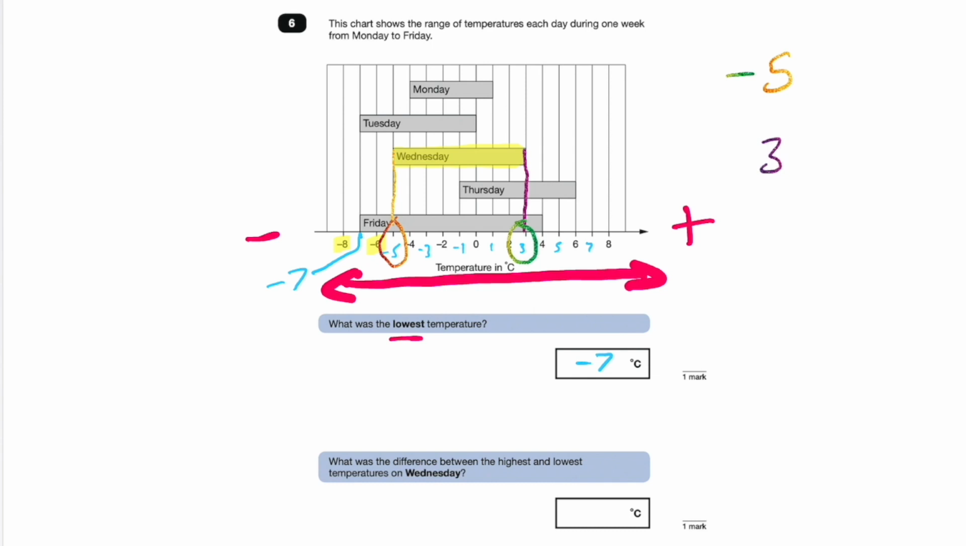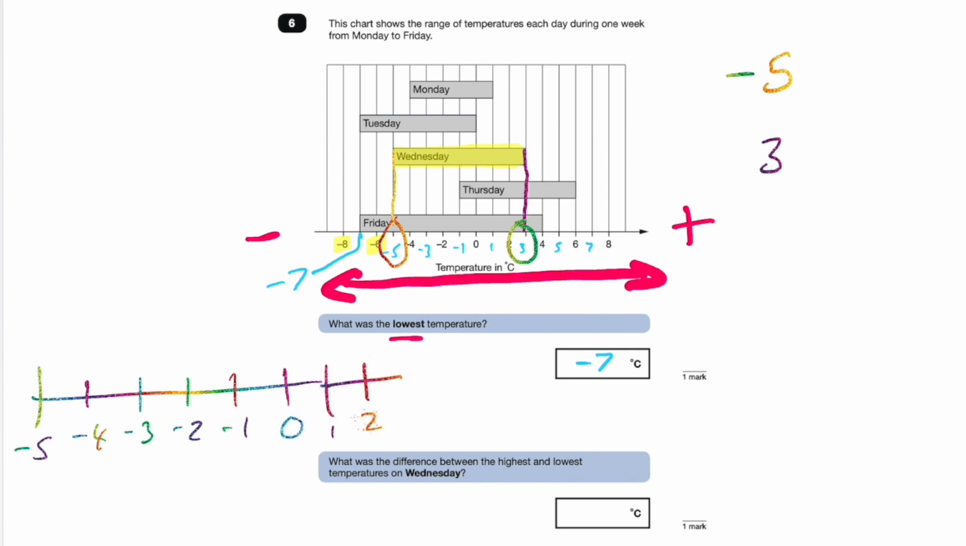Let's draw a number line. -5, -4, -3, -2, -1, 0, 1, 2, and 3. Let's see how many jumps that was. 1, 2, 3, 4, 5, 6, 7, 8. So our difference between the highest and the lowest temperature on Wednesday is 8 degrees, and we would get both marks.